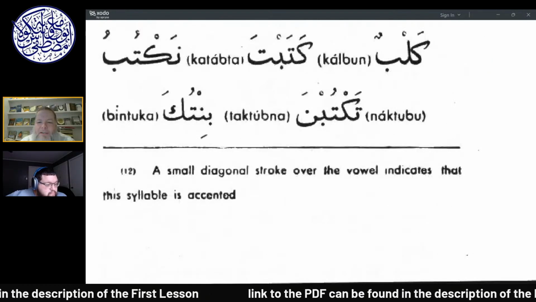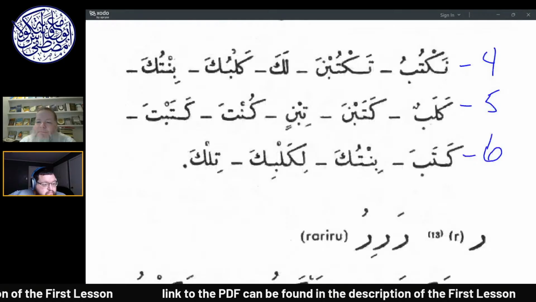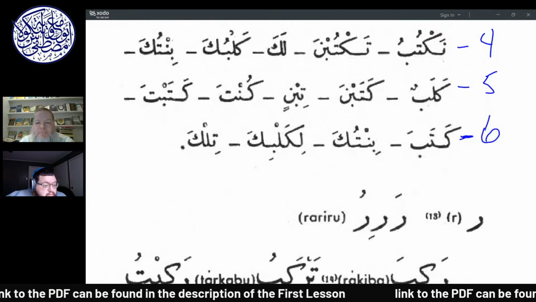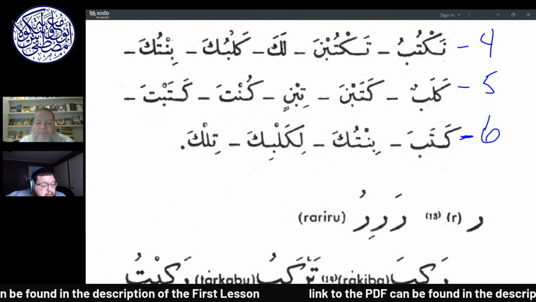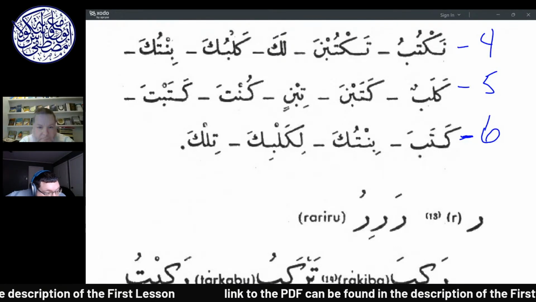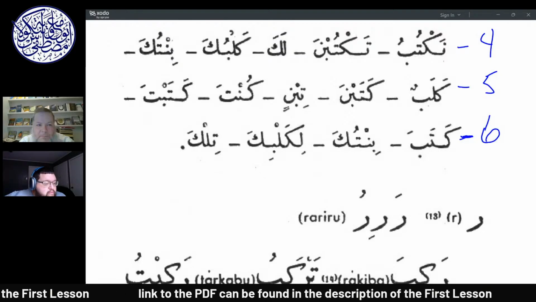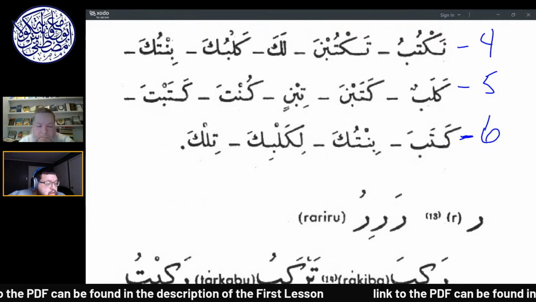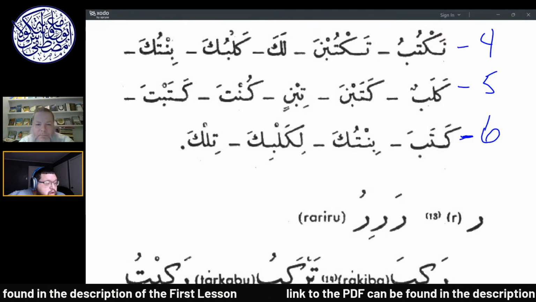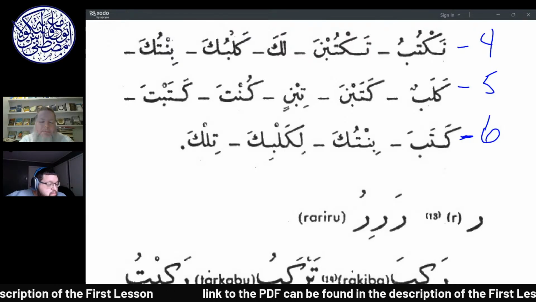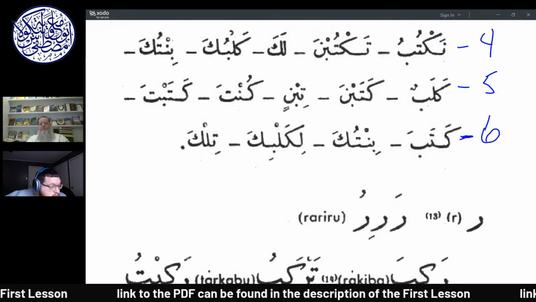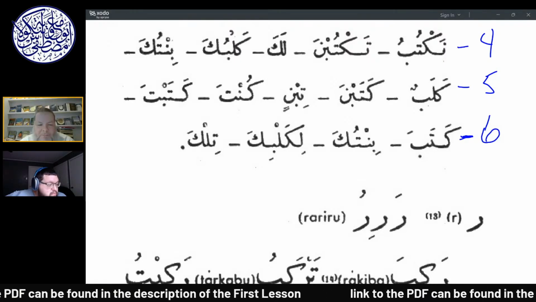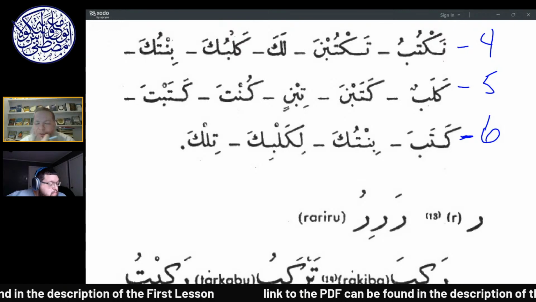We just read line 6. Kataba. Kataba. Bintuka. Bintuka. Likalbika. Likalbika. Tilka. Tilka.